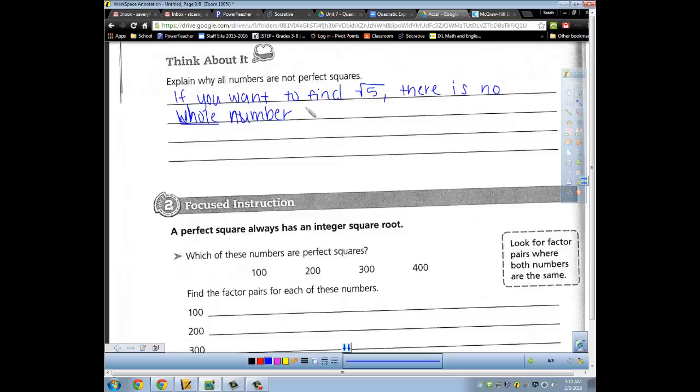There's no whole number that you can multiply by itself to get 5. So, like we know, 2 times 2, that's 4. The next whole number would be 3. 3 times 3 is 9. So it just passes 5 altogether. So it will do that every once in a while. We can't always get a whole number as our answer.